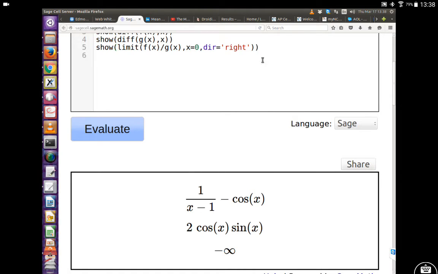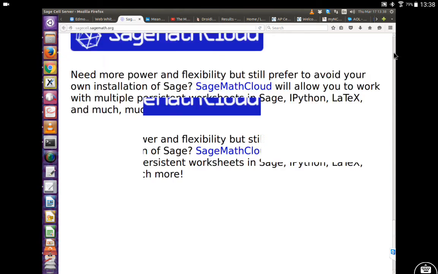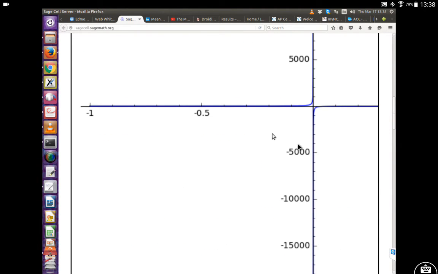Let's see, plot f of x over g of x. And see what that looks like. Whoops, what happened there? Whoa. And so there you go. So as x approaches 0 from the right, y is approaching negative infinity, and as x approaches 0 from the left, y is approaching positive infinity. There you go.